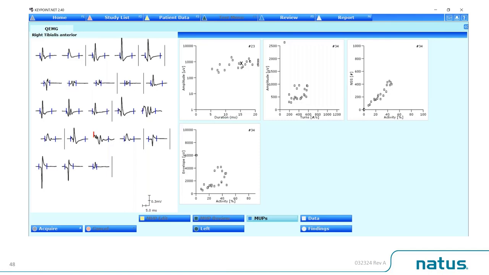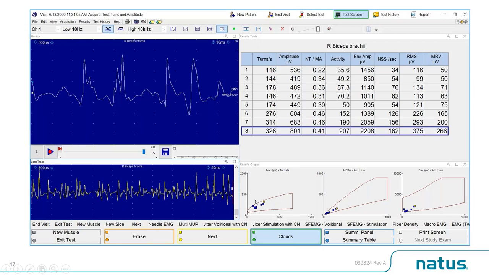So here is another pattern that is of interest. Notice that everything is inside the cloud. This is not abnormal. But when you look at the activity parameter, it is only 207 milliseconds, or 20%. That's not a full pattern. This is the kind of pattern that will occur in a normal subject who, because of pain, is not able to give you a maximum interference pattern. Or if you have an upper motor neuron problem, you can get data points inside the normal cloud, but the activity is much less. This kind of approach is also used in some of the laryngology studies that are currently going on.